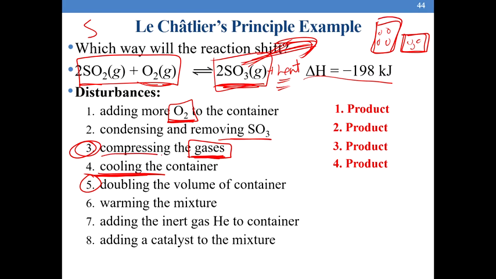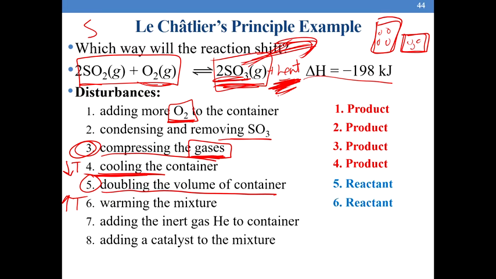Okay, so for 3, if decreasing volume favored the side with fewer moles, then hopefully you should know that increasing the volume of the container, when all these are gases, is going to favor the side with more moles, which is the reactant side. And if 4 was decreasing temperature, 6 is increasing temperature. So think of it like I'm dumping heat in here. It's like I'm adding product. That will favor a shift to the left or the reactant side.